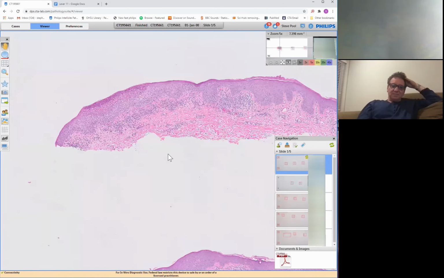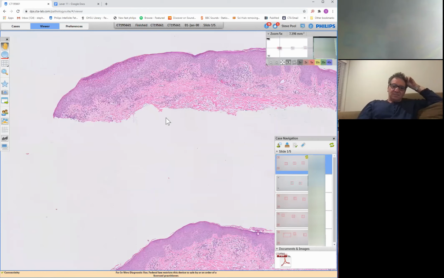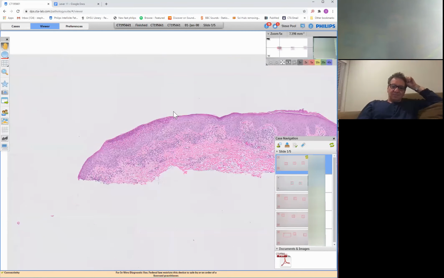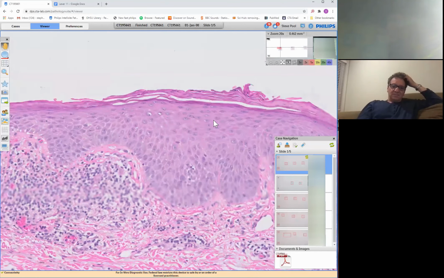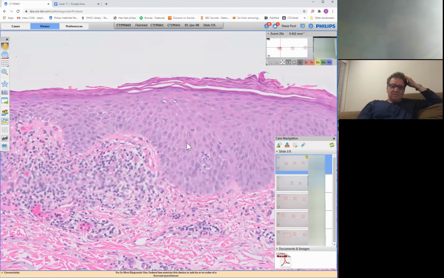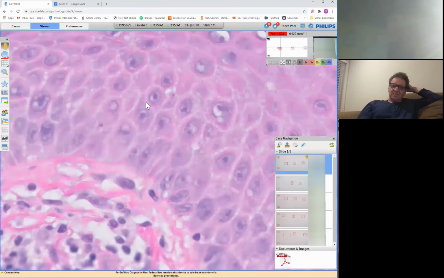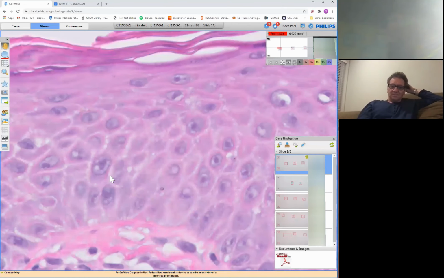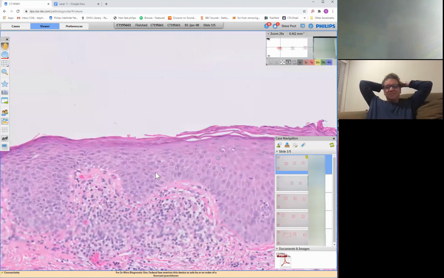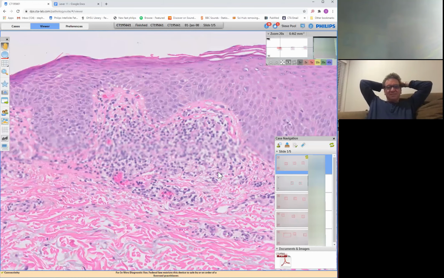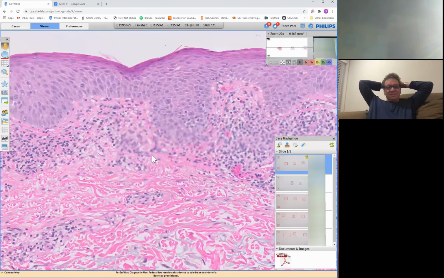All right, so here we've got a shave biopsy for an inflammatory process. Interesting. A little bit of parakeratosis. We're off to the side here. There's some spongiosis. So again, spongiosis is widening of the intercellular space between keratinocytes. And once that happens, you can see these stretched intercellular bridges. That's the spines of the spinous layer. So that's spongiosis. We've got lymphocytes in the dermis.